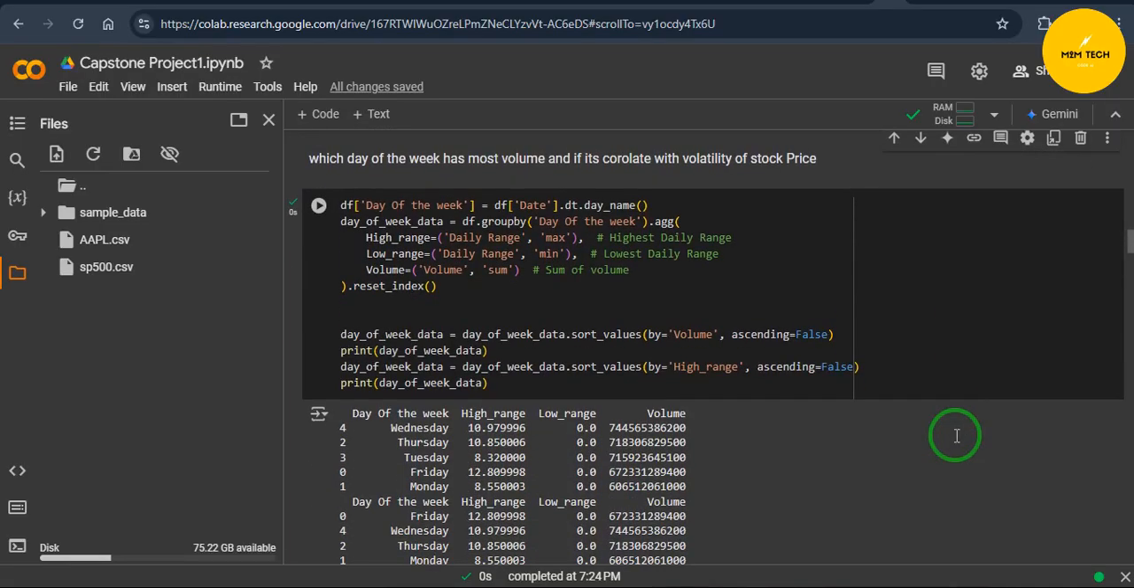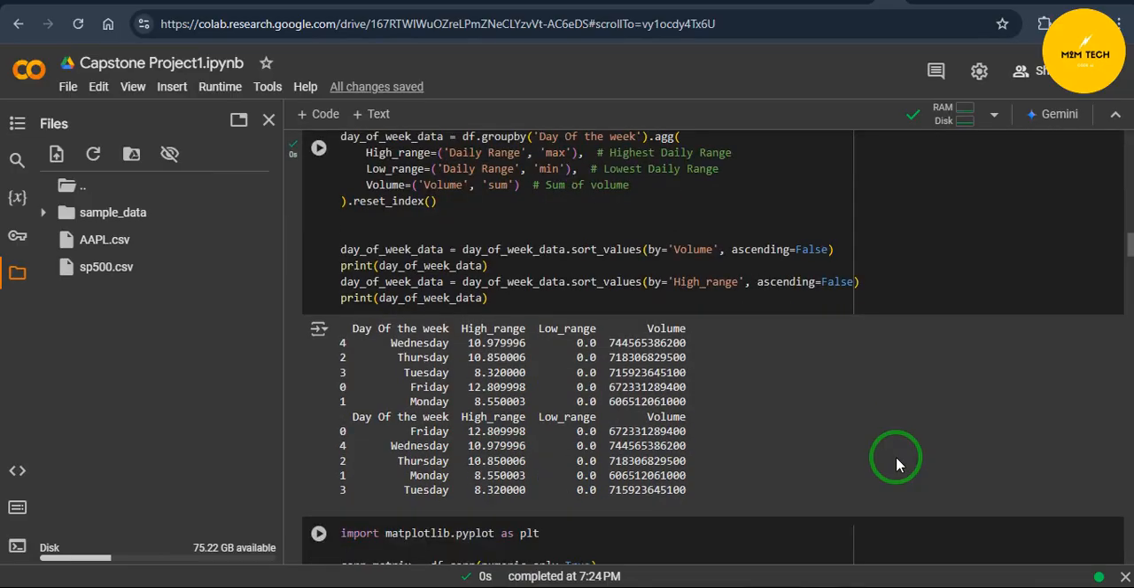I also analyzed trading volume and volatility by day of the week. Wednesday and Thursday had the highest trading volume, and Friday showed the largest price range, suggesting higher volatility at the week's closing.